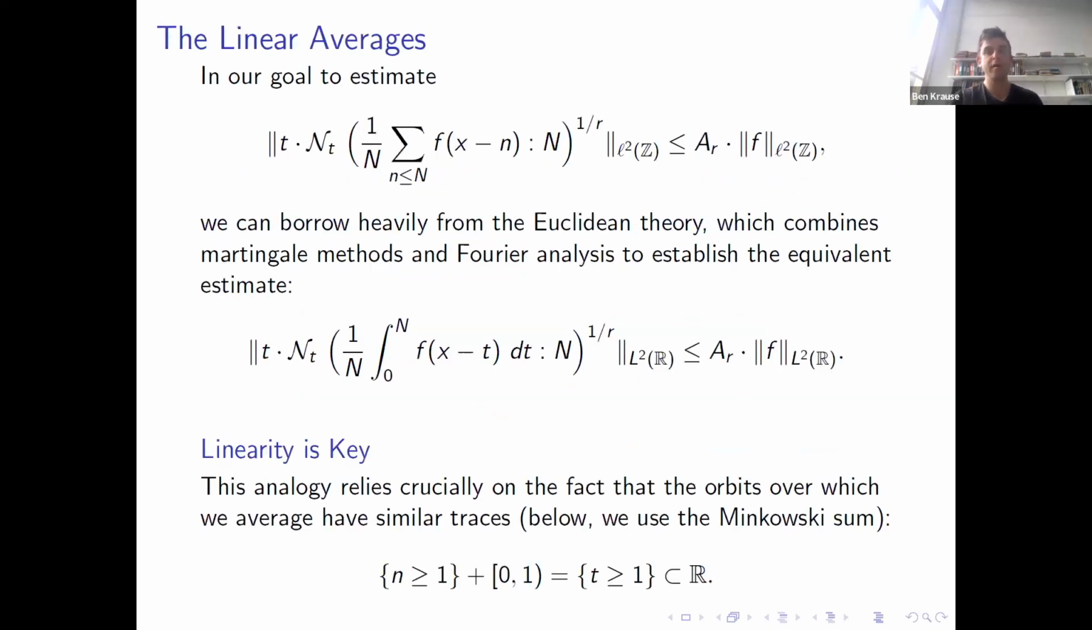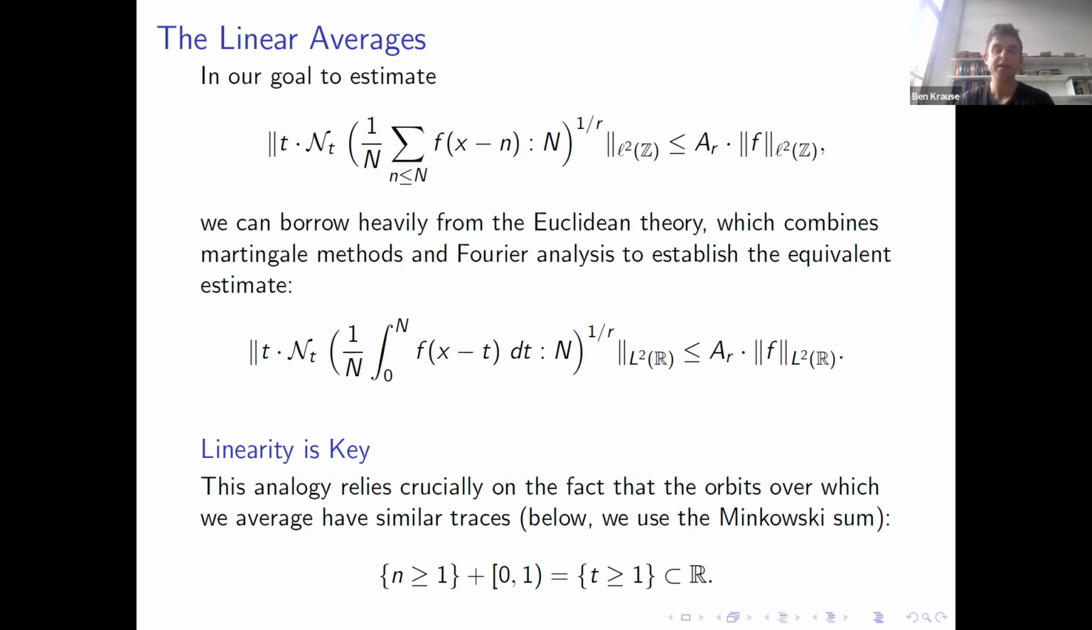Okay. So in our goal to estimate the Cesaro averages, we can borrow heavily from Euclidean real analysis, which combines a little bit of probability theory and a little bit of Fourier analysis to establish the equivalent estimate, where I replace the discrete sum with an integral. I replace the discrete variable n with a continuous variable t. I replace z with r, but otherwise the two formulations are the same.